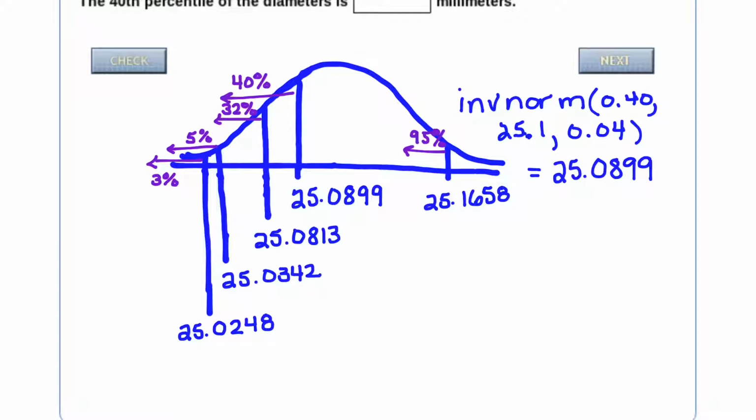So 25.0248 for that. And then we wanted to know the middle 90%. So that's here, this is the middle 90%, right across there. And that is bounded by 25.0342 and 25.1658. That's because 5% fall to the left of the first one and 95% fall to the left of the second one. So that's how you do that problem.